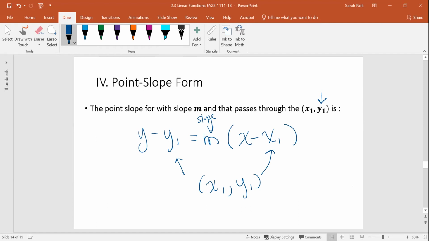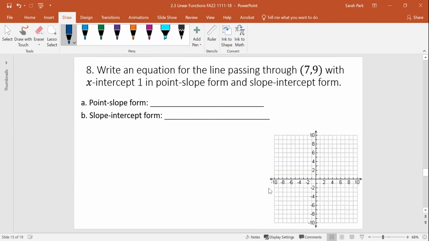Okay, let's take a look at number 8. Write the equation for the line passing through (7, 9) that has an x-intercept of 1. We want this in point-slope form and slope-intercept form. So it actually wants it in both forms.